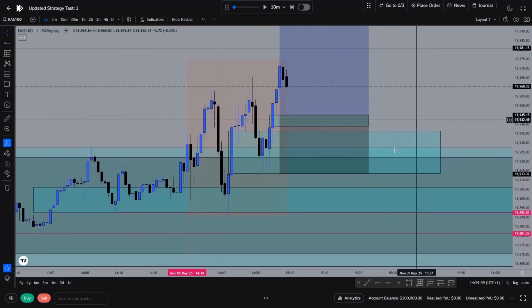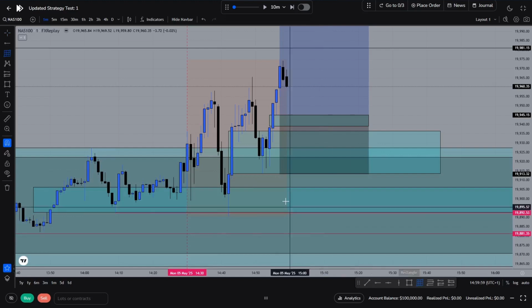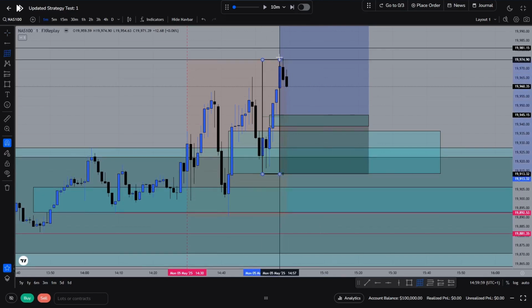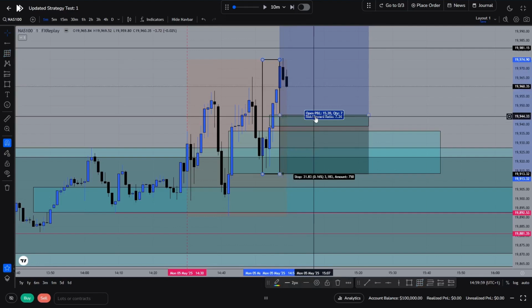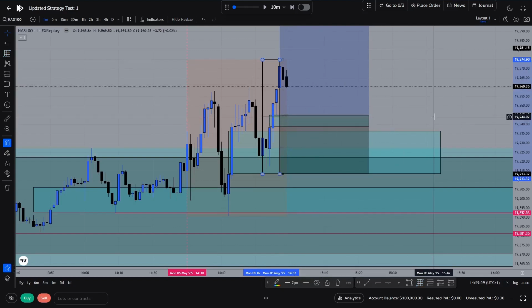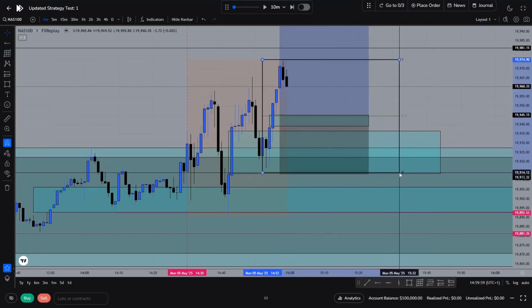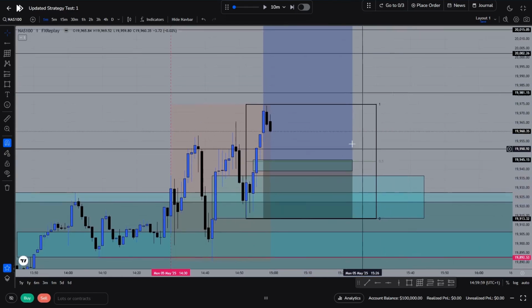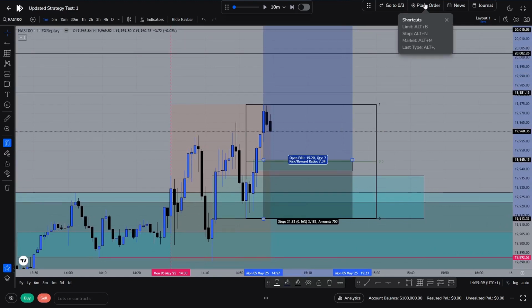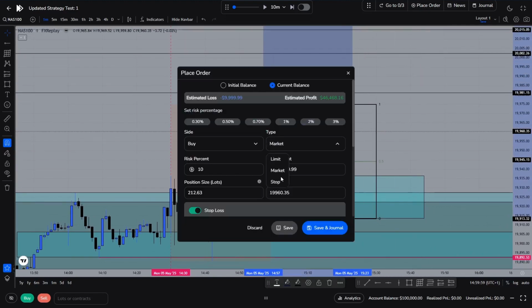And that's a break of structure. What we want to do, equilibrium. Clean equilibrium. Place order now. Limit. 1%. On these trades, you'll be risking 1% on a 1 to 7 risk to reward.